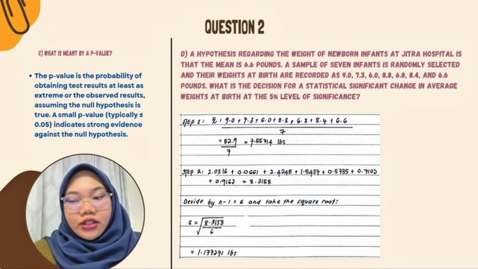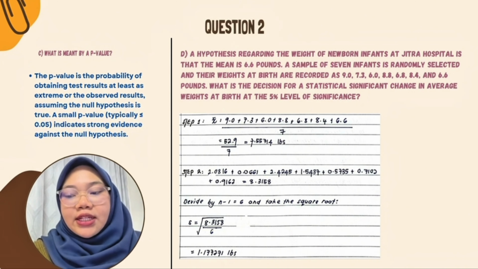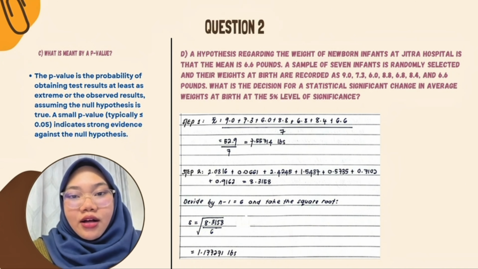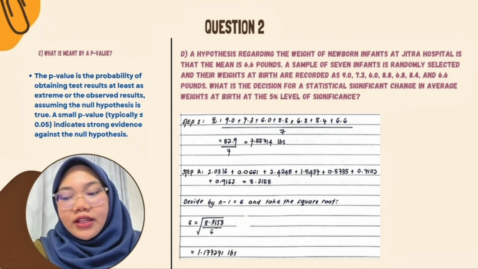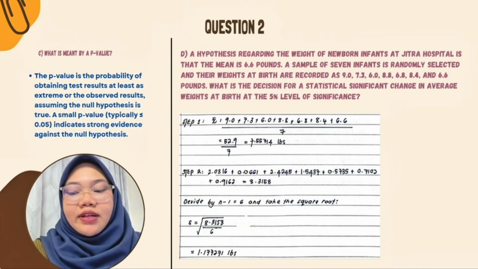Before you jump into the calculation, you need to pull out all the data given in the question: the null hypothesis, alternative hypothesis, sample weights, sample size and significance level. After you have everything listed, you can calculate the mean. 9.0 plus 7.3 plus 6.0 and so on, all the sample weights divided by 7. You get 52.9 divided by 7, which equals 7.55714 lbs.